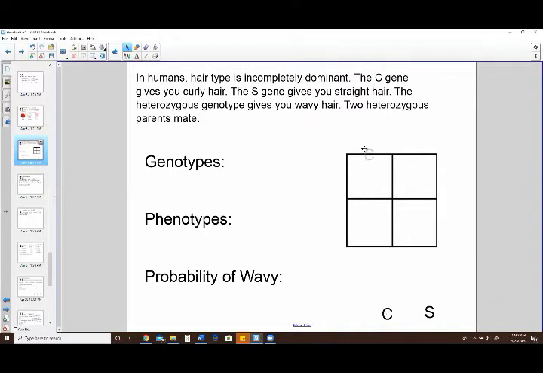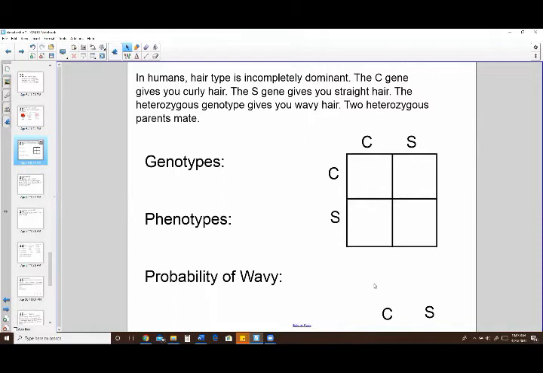Parent number one is going to have CS, and parent number two will also have CS. Since they're incompletely dominant, it doesn't really matter which one of them comes first as long as you're consistent, but I'm just going alphabetical here. So the parents are heterozygotes. They each have two different genes, the C and the S.